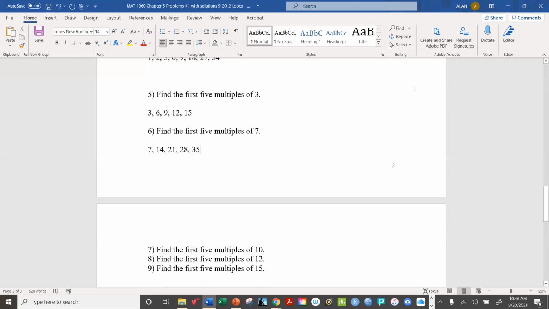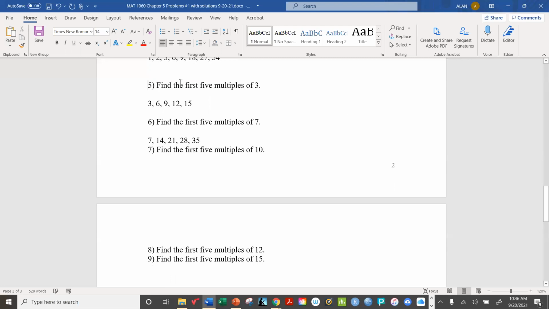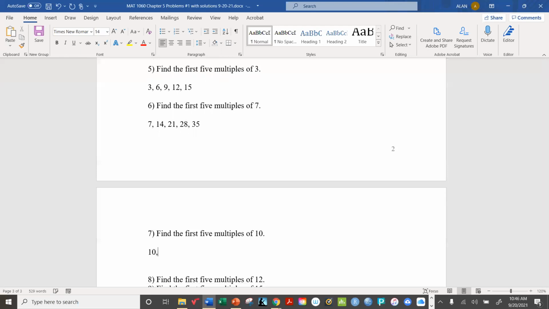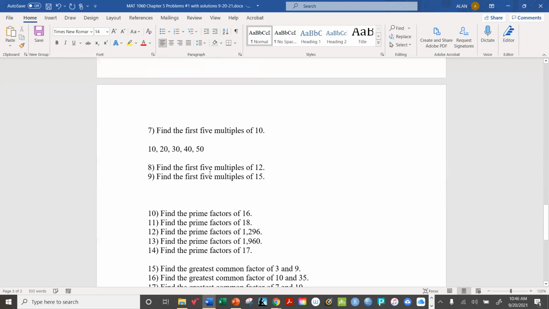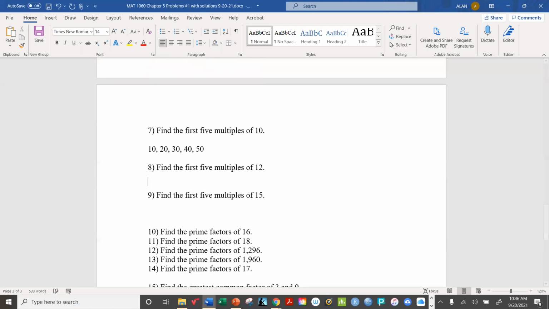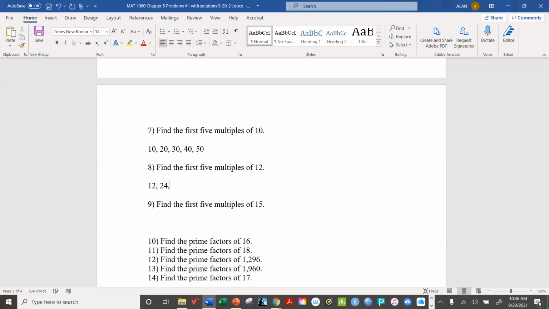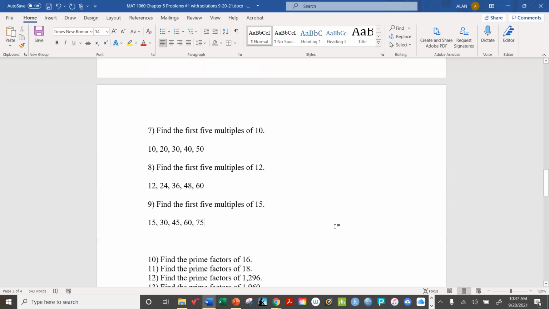Very good. And then, oh God, 10 is the easiest one of them all. Right, you could do these in your sleep: 10, 20, 30, 40, and 50. I mean, some of these are messy, but most of these you could probably do in your head: 12, 24, 36, 48, 60. And then finally, 15, 30, 45, 60, and 75.